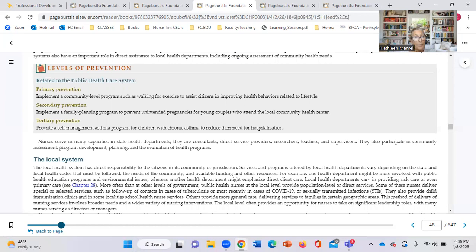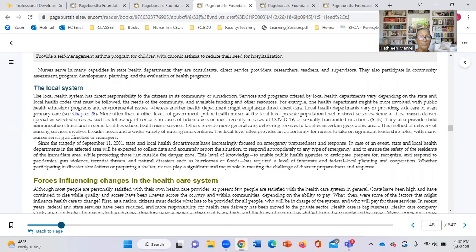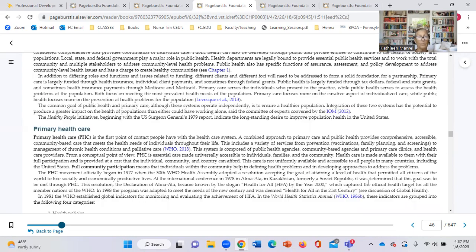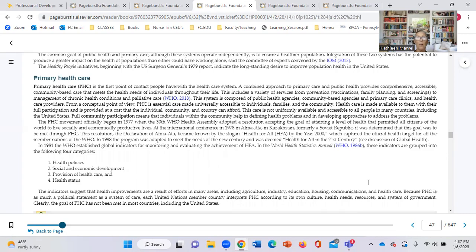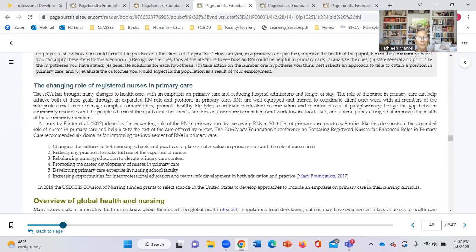And then tertiary: provide a self-management asthma program for kids with chronic asthma to reduce the need for hospitalization. Why is that tertiary? Because they already have asthma. Remember, tertiary is treatment. They already have asthma, so we're trying to help them manage their asthma. And then this goes through in a little bit more detail about primary healthcare.